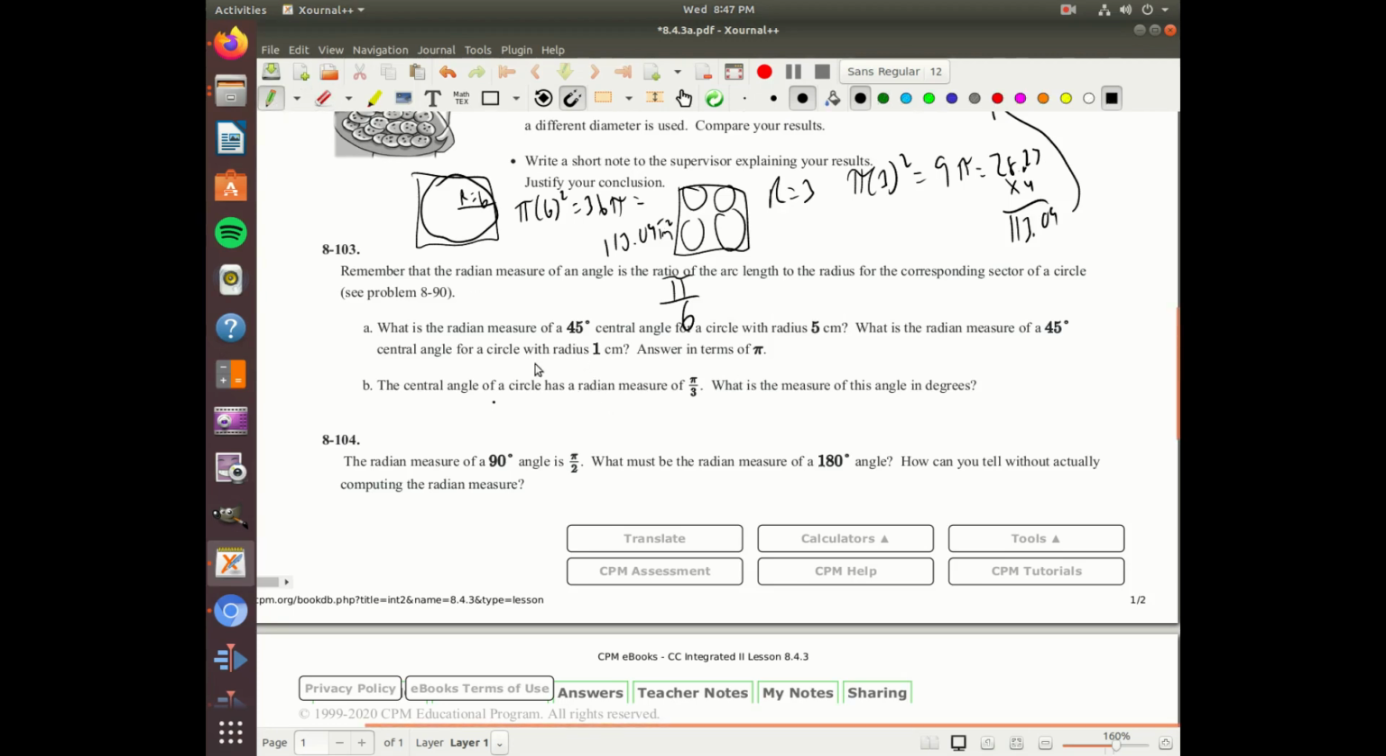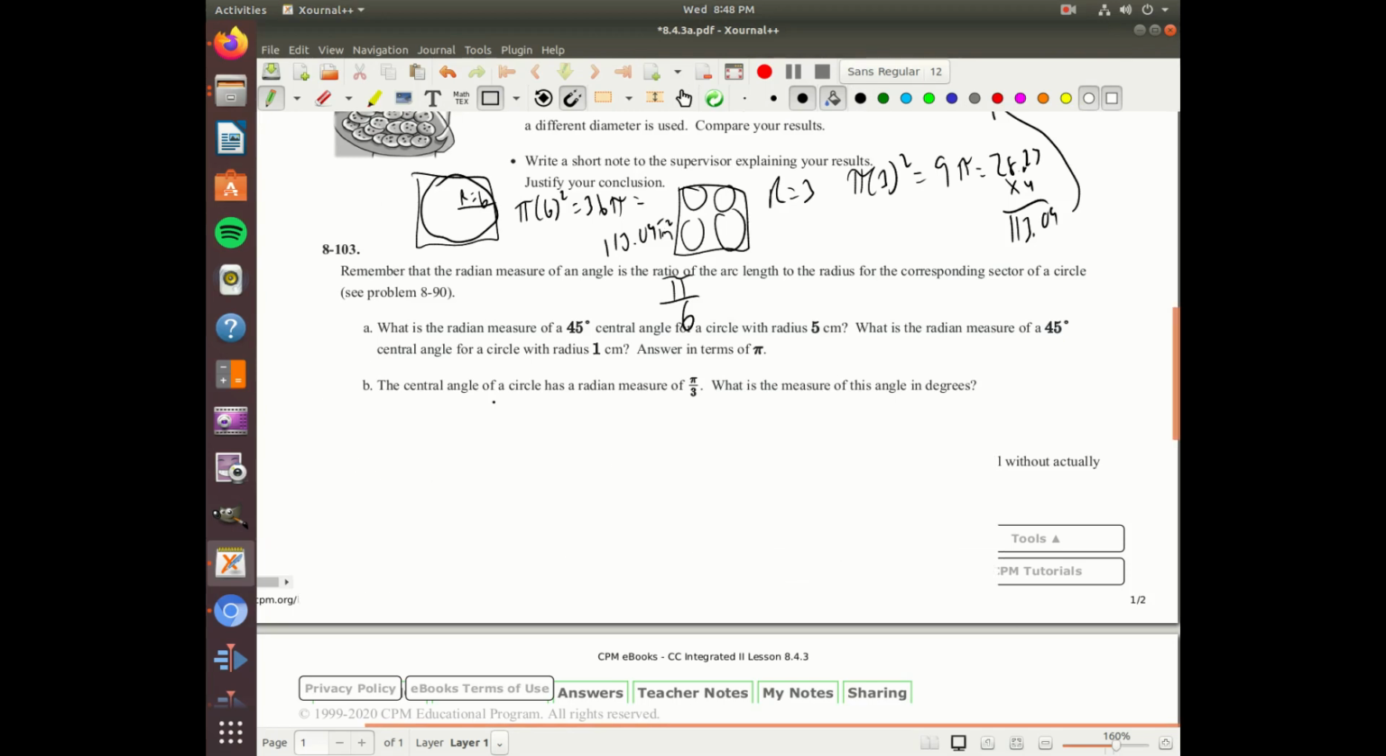So, all right, what's the radian measure of a 45-degree angle with a radius of 5? So if we have a radius of 5, and I think part of my issue is sort of running out of room, so I'm going to give myself a little bit of room to kind of do this problem with.